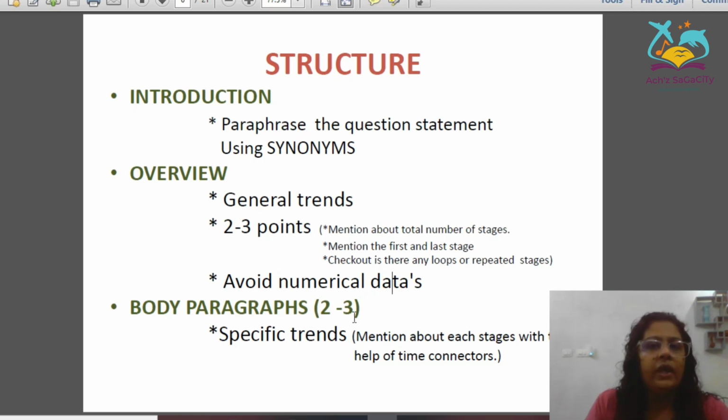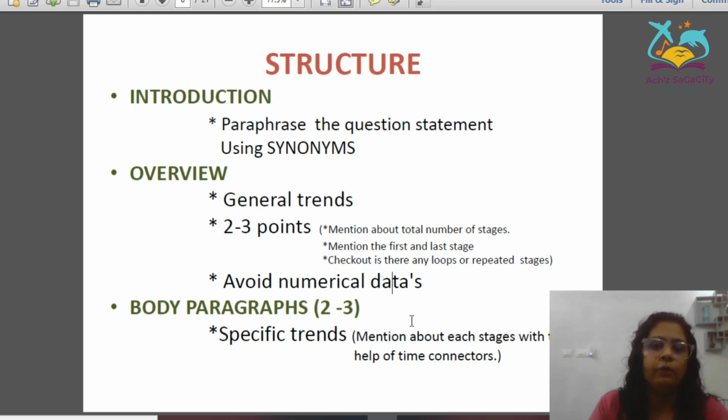Okay, so avoid a single body paragraph. That means don't try to include everything in a single body paragraph. So try to divide that into two or three, so you can mention all the specific trends in the body paragraphs. Mention each stage with the help of time connectors.